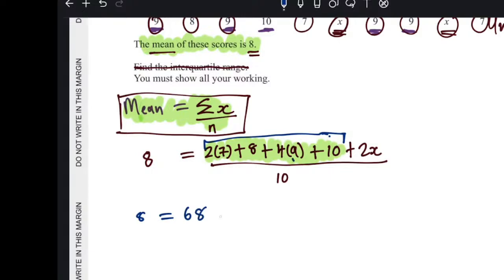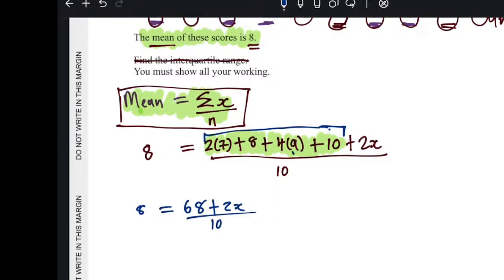68 plus 2x all over 10. Then you take 10 to the other side. It becomes 8 times 10 is equal to 68 plus 2x. This is now something just like subject of the formula. Now you can continue here. 8 times 10 is 80 is equal to 68 plus 2x.